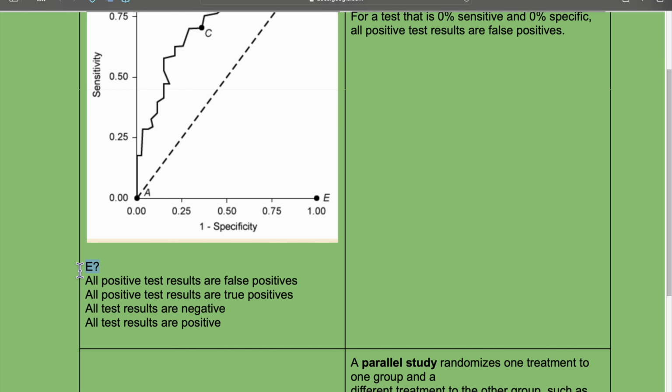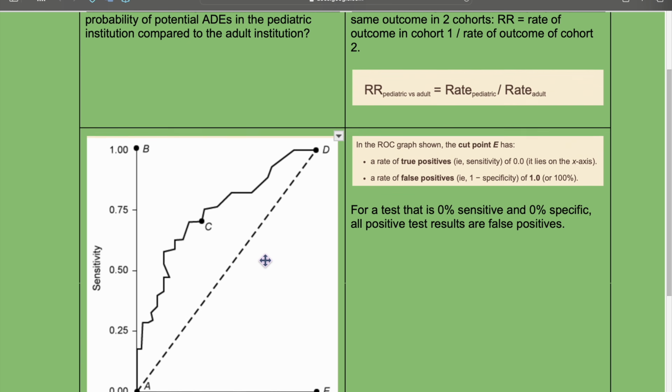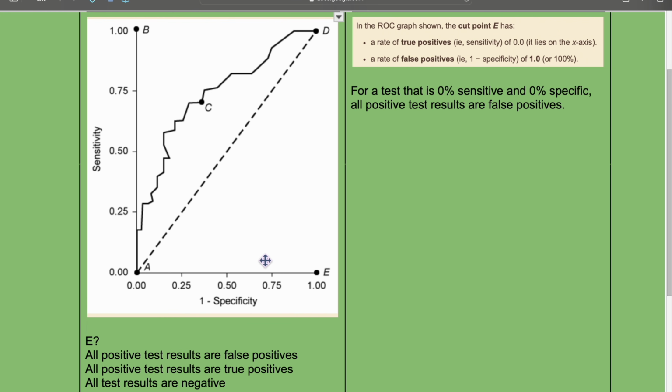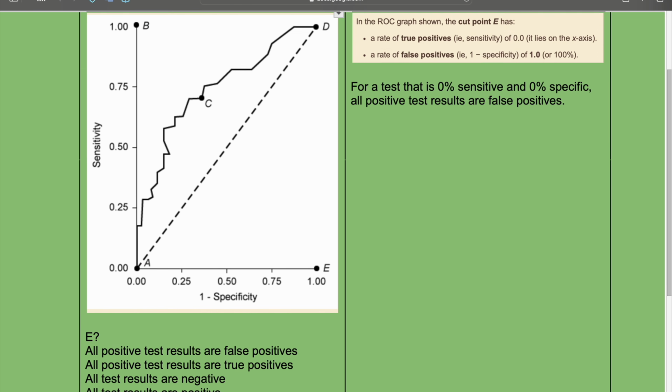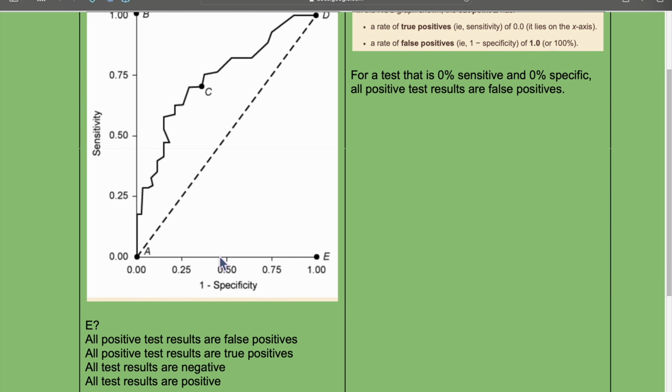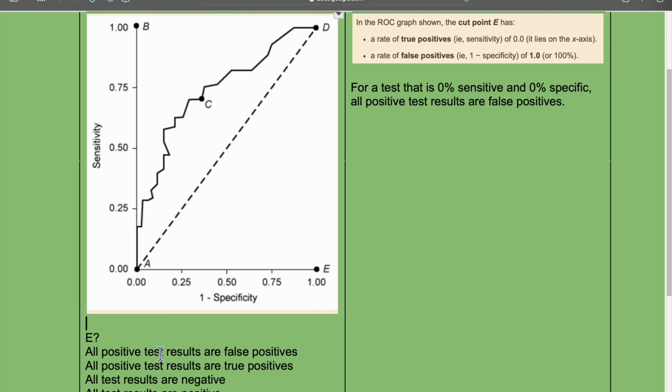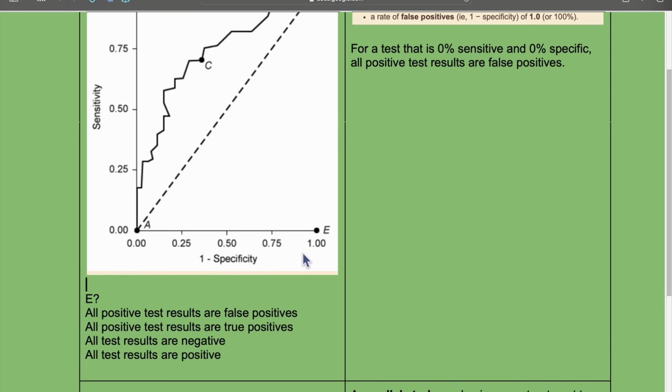But E? Okay. What was the question? Oh, okay. So in the ROC graph shown, the cut point E has, okay. So they're not asking, that wasn't the question. The question was E. So what does E represent, right? So it represents 0 sensitivity and 1 minus 1, so 0 specificity. If you have 0 specificity, what does that mean? You have all false positives, right?